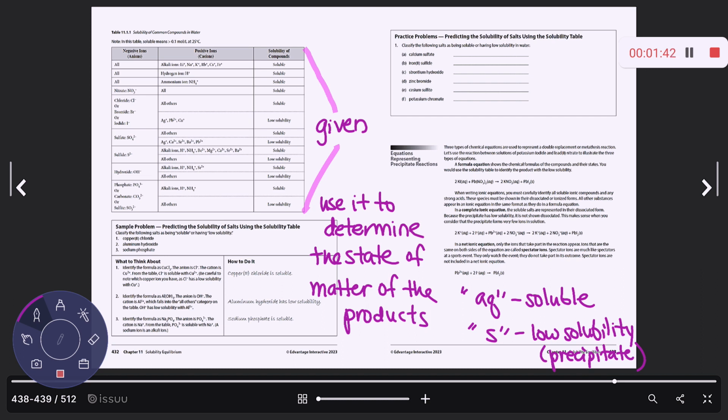Today we're going to focus on writing something called net ionic equations. So basically we're mixing solutions and we're seeing if that solution produces a solid. And then we write the ions that are floating around in solution, and then I'll show you how to get the actual reaction taking place in solution, okay?